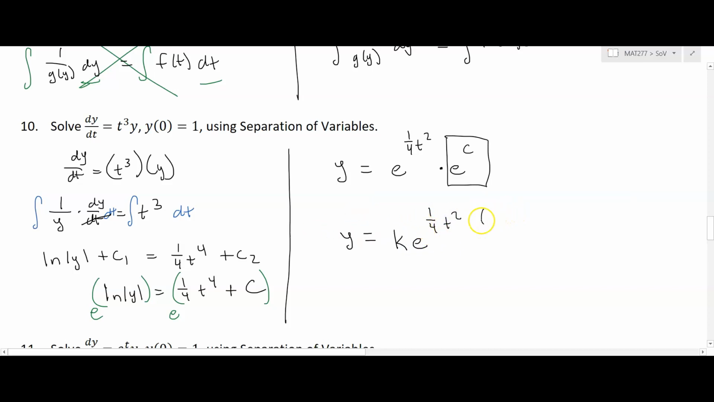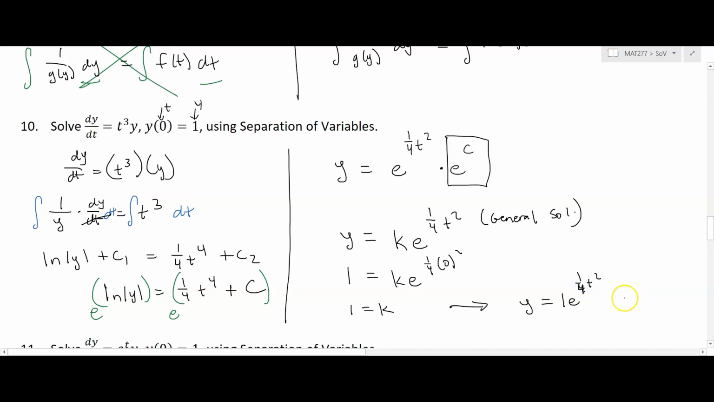Now this is called the general solution because I haven't yet satisfied my initial condition. My initial condition says that when t is 0, y has to be 1. And so if I plug in 1 for y and 0 for t, I will get k equals 1. And so that leads me to my specific solution, or my particular solution, of 1e to the 1/4 t squared. And this is called the particular solution. Particular just means that it's specific to the initial condition that was given. And that's our solution for that guy.